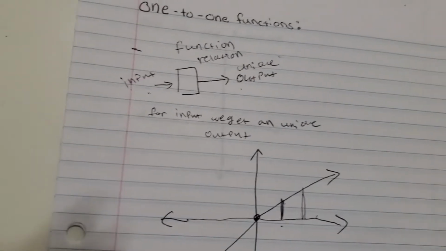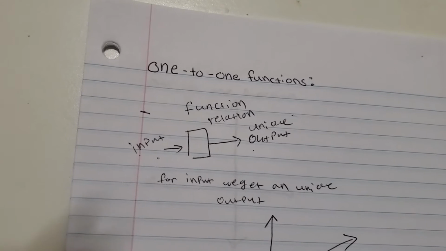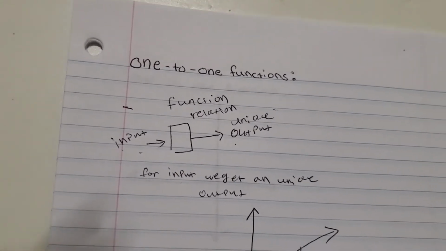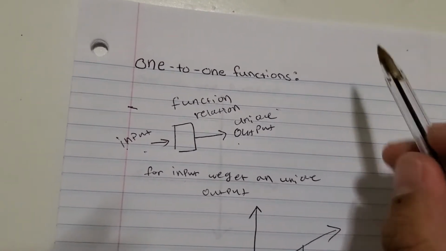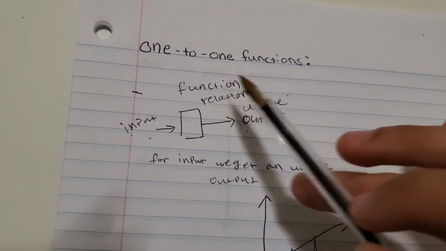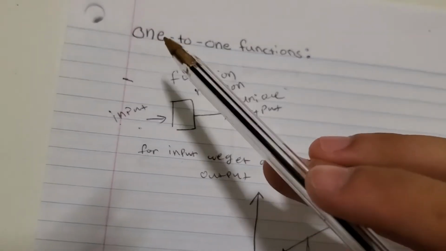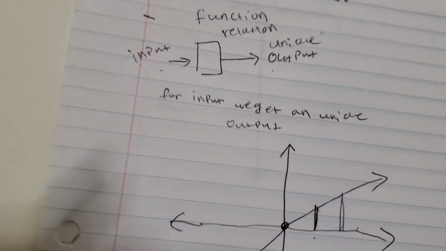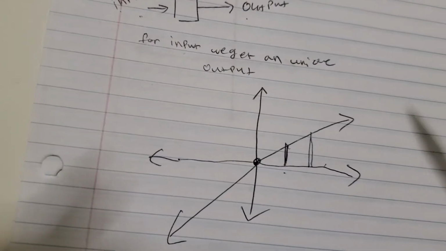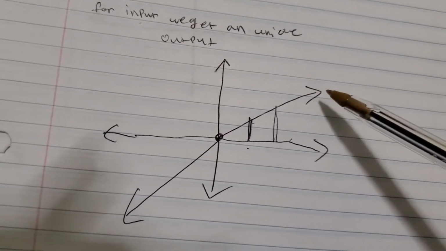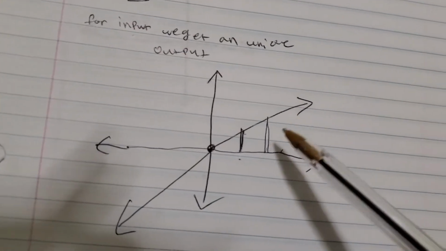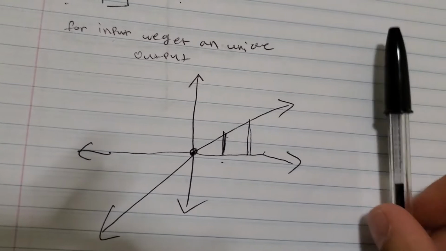So let's hop right into it. In a previous video, we talked about functions, and we defined a function as a relation with a unique output for every input. So for every one value of x, there's a unique output, meaning there's one x for one y. Graphically, it passes the vertical line test.